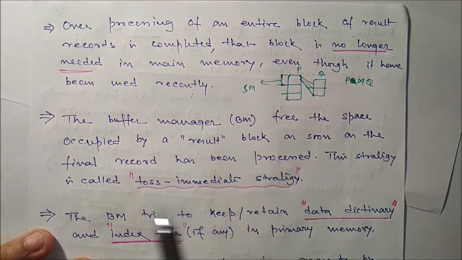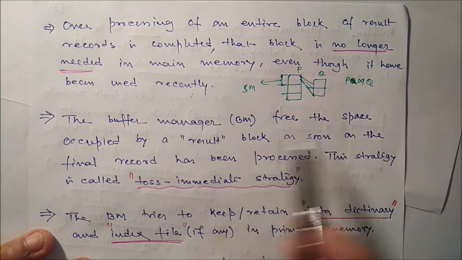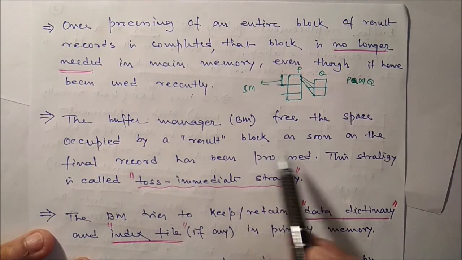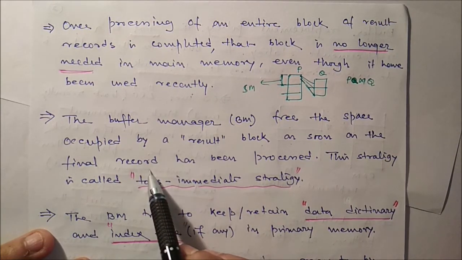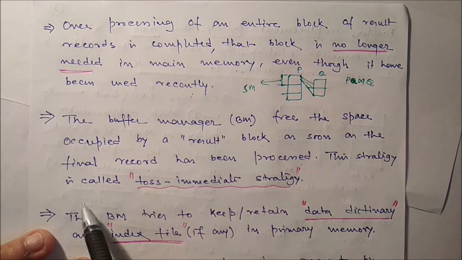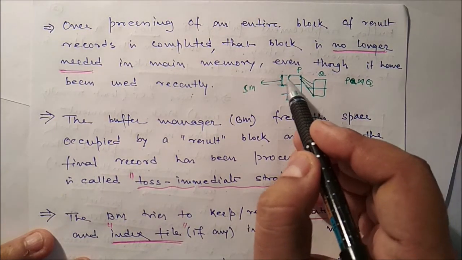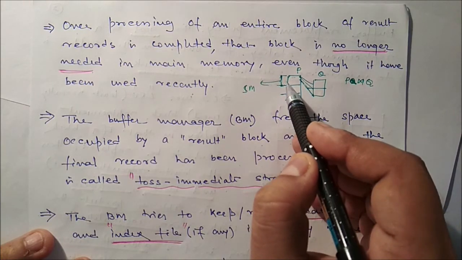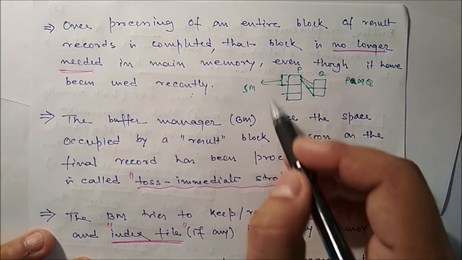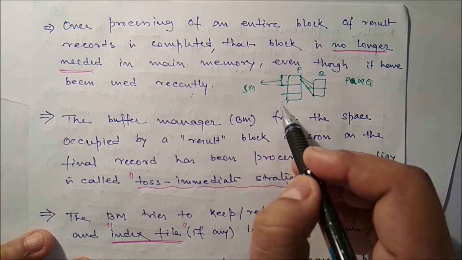The buffer manager frees the space occupied by a block as soon as the final record has been processed. This strategy is called the toss immediate strategy. Immediately after using this block, you have to transfer it, so that the RAM can accommodate the rest of the blocks.